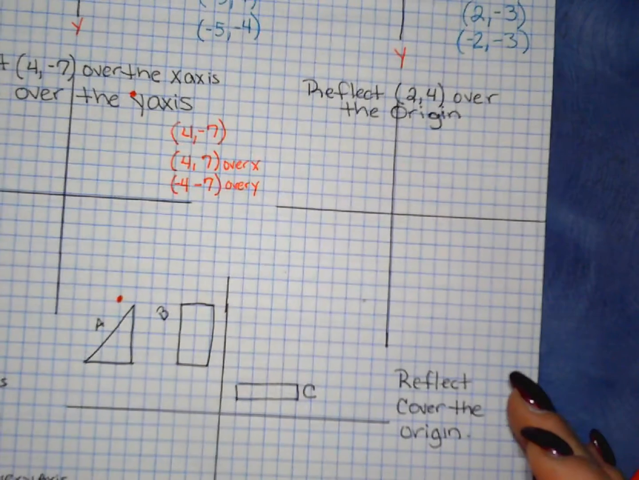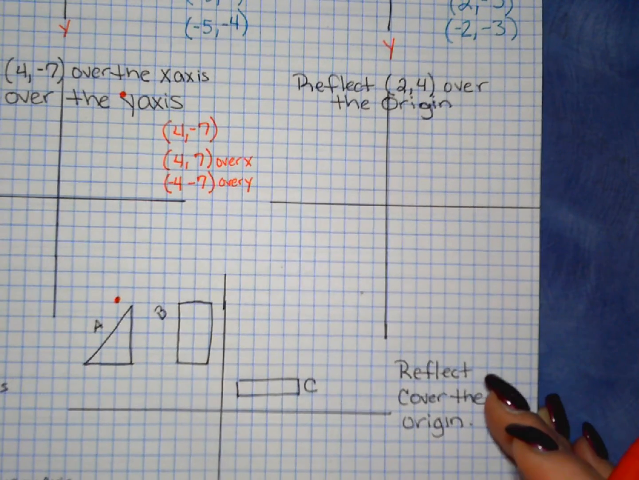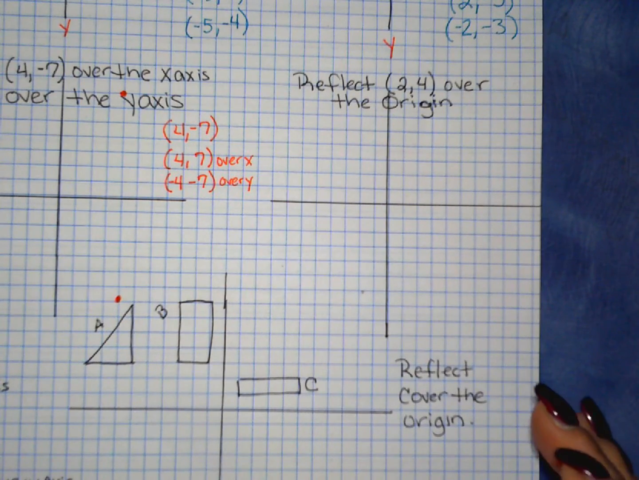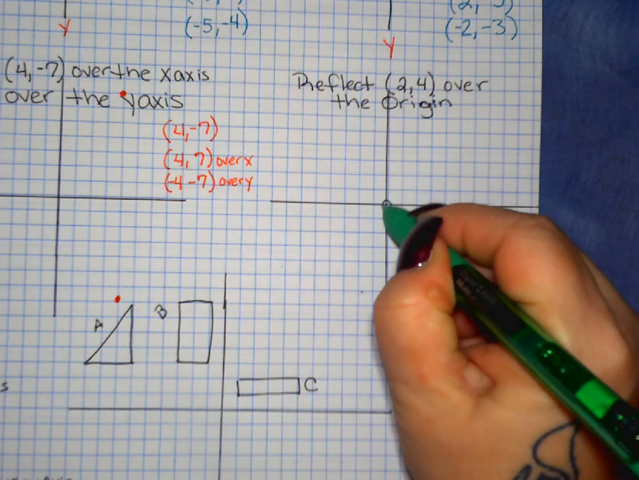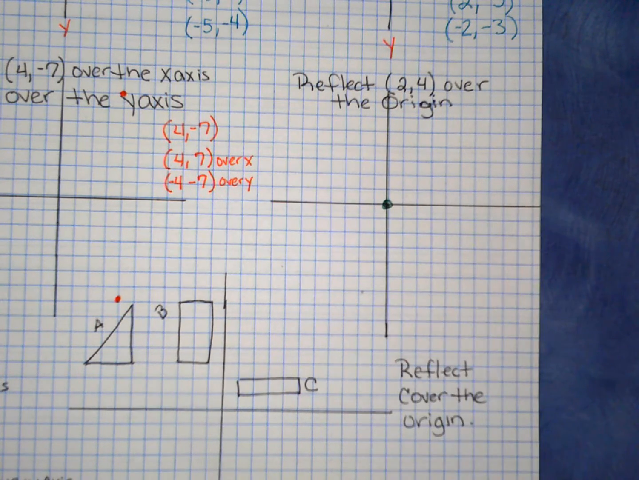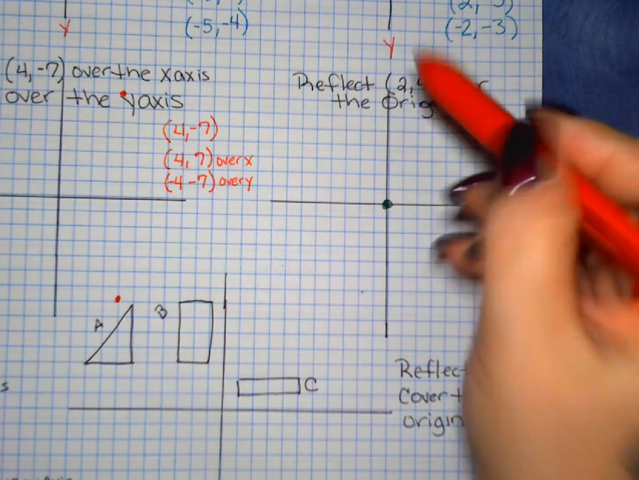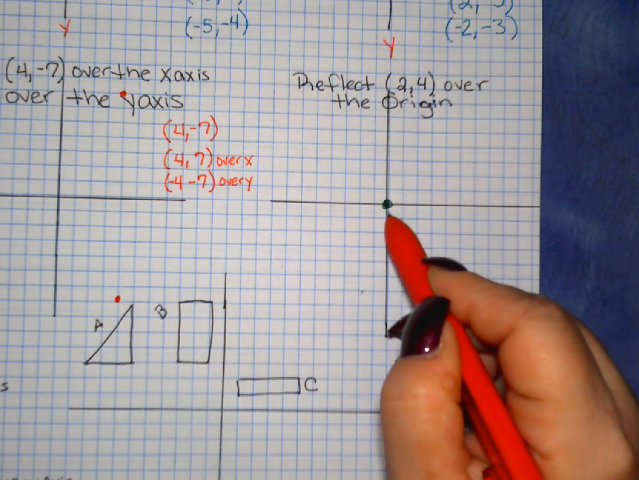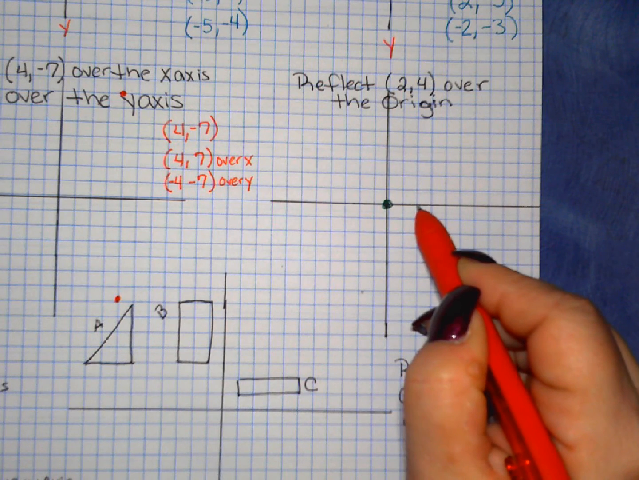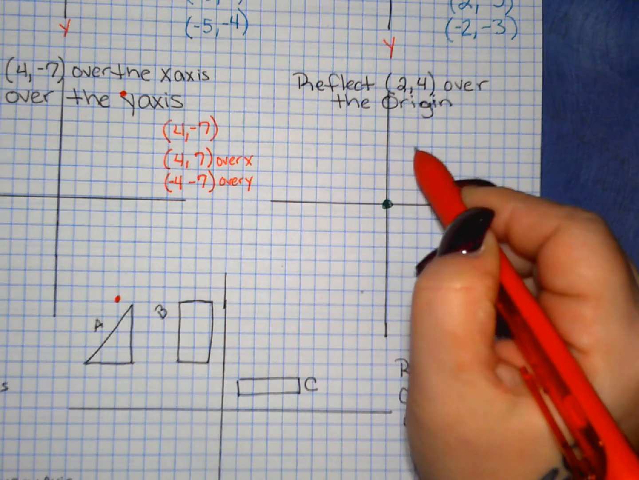All right, next one. Okay, this one sounds weird. Reflect (2, 4) over the origin. Well, think back to where's the origin. So I'm going to use a different color so that it's not confusing. So remember, our origin is this guy right in here. That's our origin, right? That's where we start all our counting. All right, and we're reflecting (2, 4). So let's find (2, 4). So 2 is positive, so I go to the right 2. And then 4, I go up to 4.